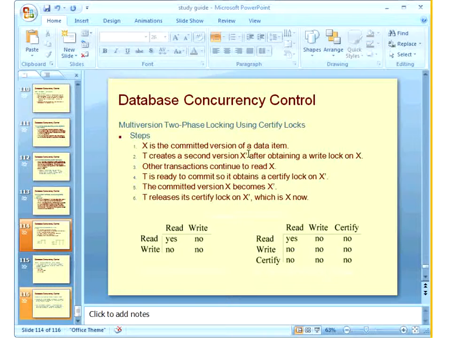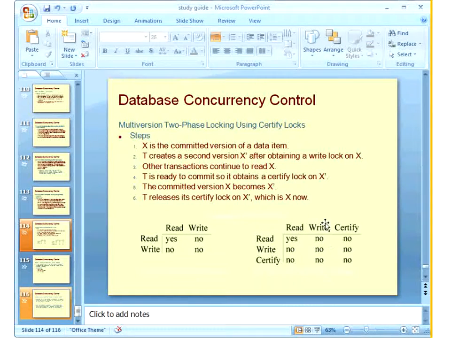So now they have only one variable, which is x prime, and which is also called x now. So there is no x prime after the transaction E has committed. In the previous scheme, reading of a variable between two transactions was possible. Now in this case, the modified table is this one.